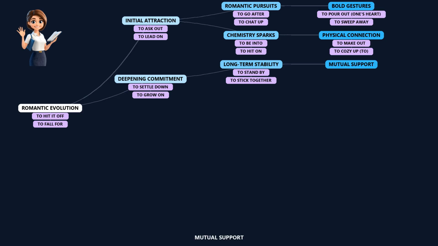Mutual support. Within long-term stability, mutual support allows you to lean on your partner for help and cheer up when you are feeling low. To put it simply, you are asking for emotional support and helping each other stay happy.